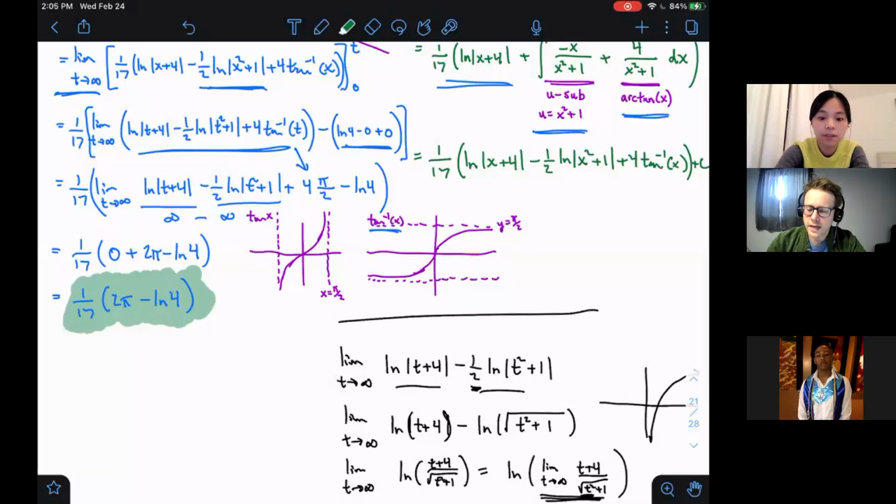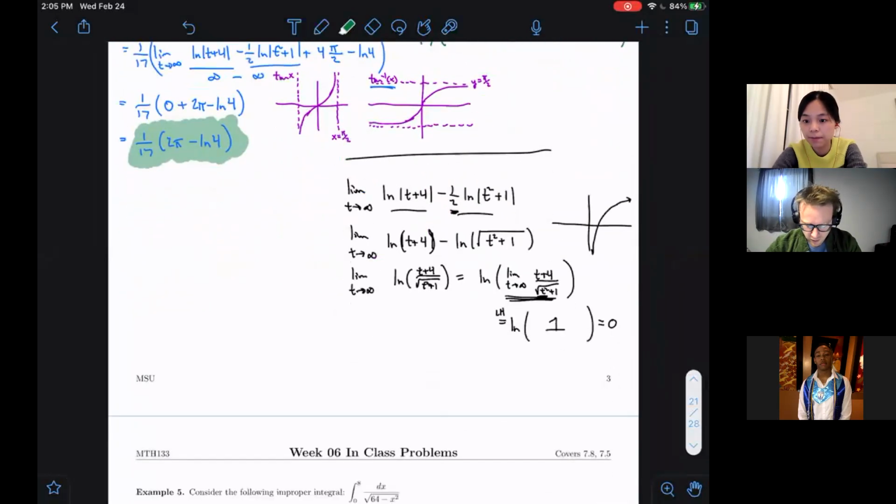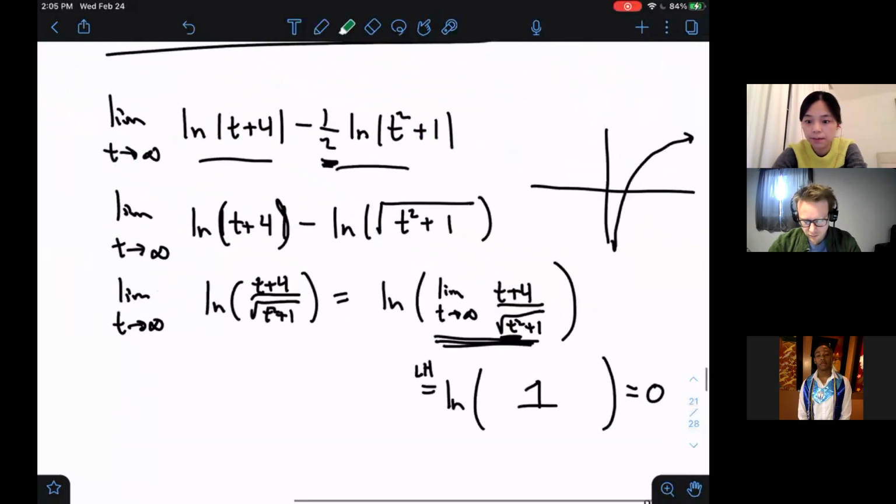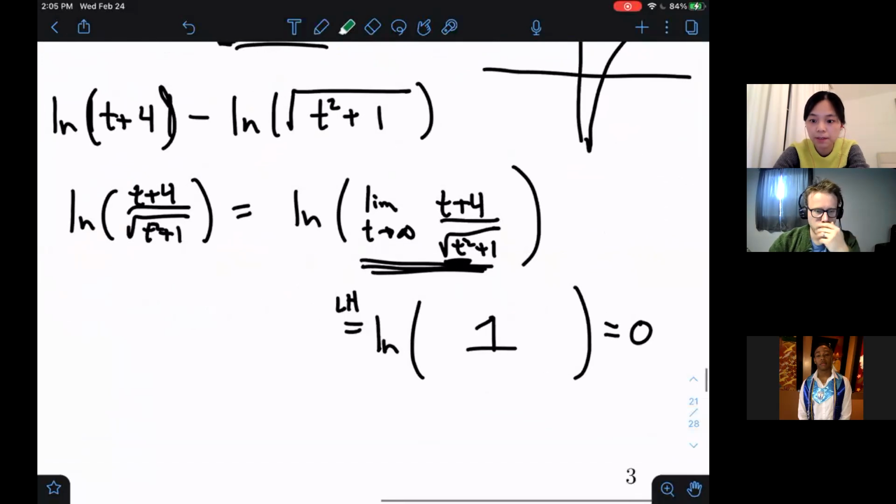All right, can you hear me? Yes, sure can. So I had a quick question on the black part at the bottom here. Yeah, of course. So that last line, limit as t goes to infinity, ln right there. How did you know that you had to write it as ln of t plus 4 over square root t squared plus 1?